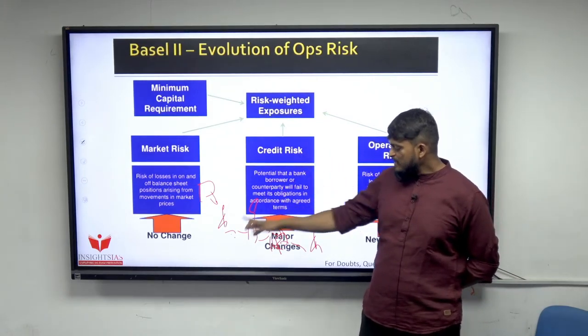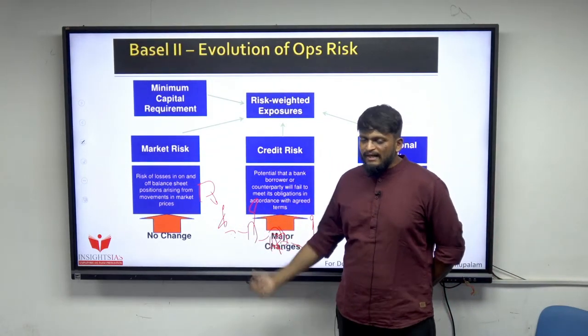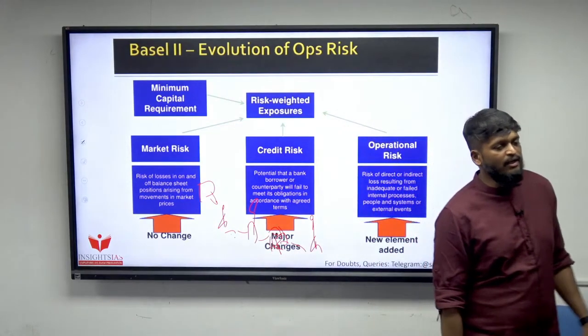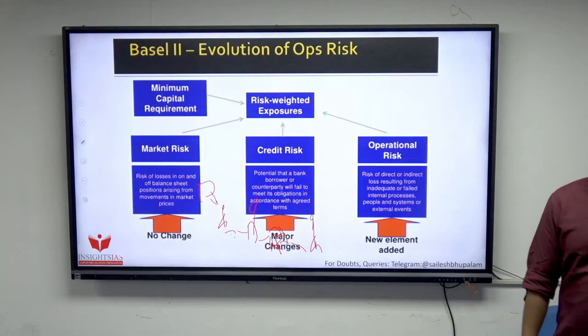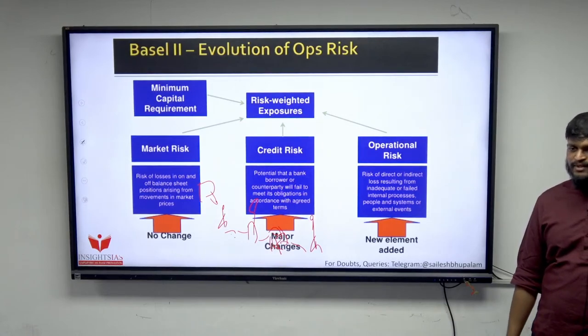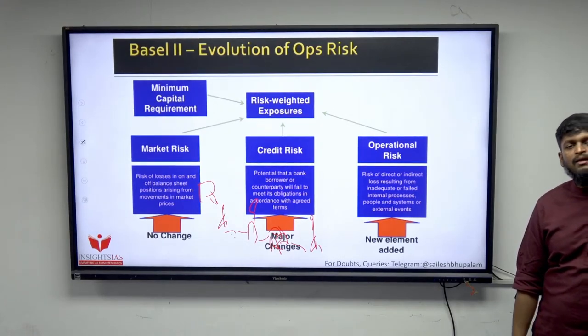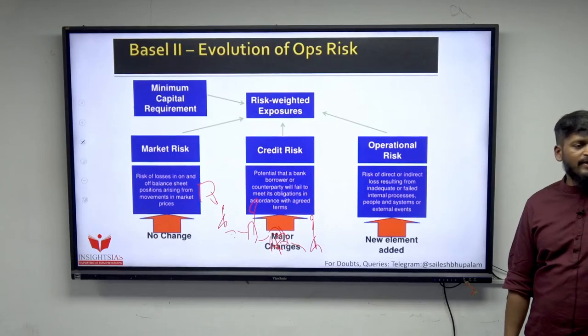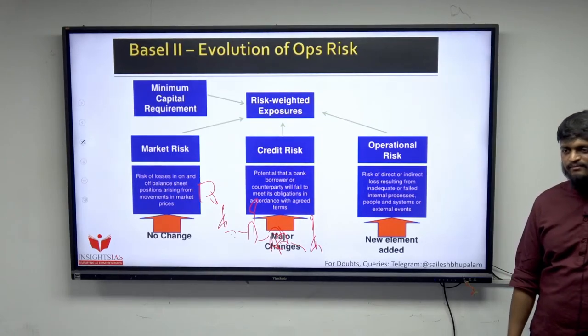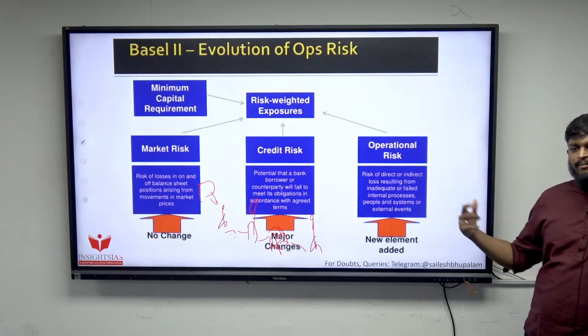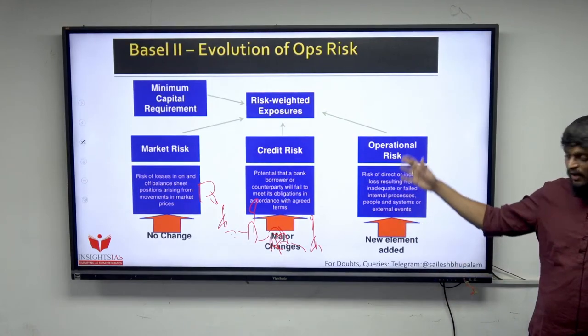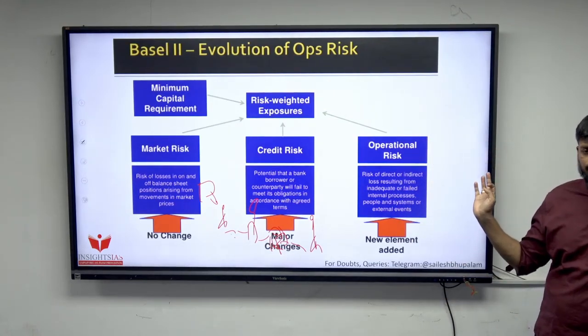Credit risk. Imagine this borrower takes a loan and later, even though he has the money, he does not pay it back. Willful default. You might have studied. Willful defaulter means willfully this person is not paying back even though he has the money. Then whose mistake is it? It is the borrower's mistake, and that is what we call as credit risk.